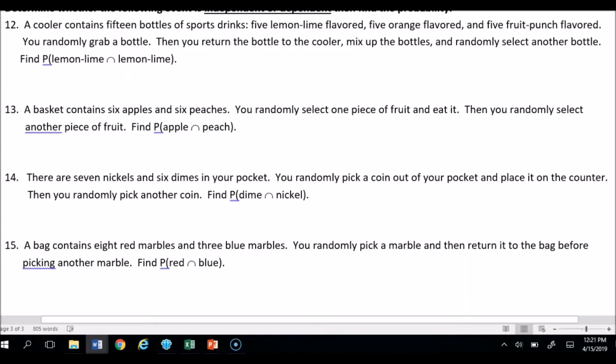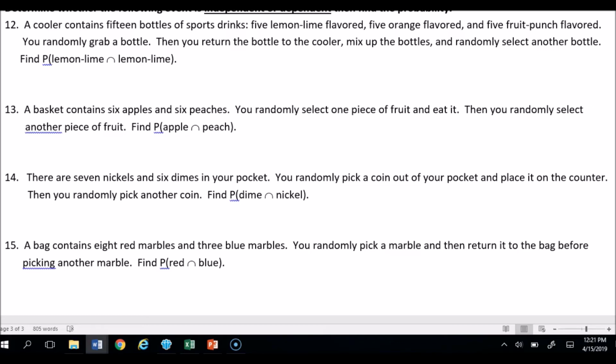So now 12 through 15 says at the beginning of this problem set, determine whether the following event is independent or dependent, then find the probability. If you remember when we talked about independent and dependent, we're talking about whether something is in both groups or whether I replace something or take it out, that kind of thing. So that's what we're going to talk through here.